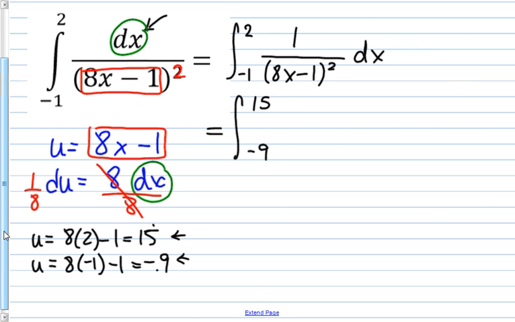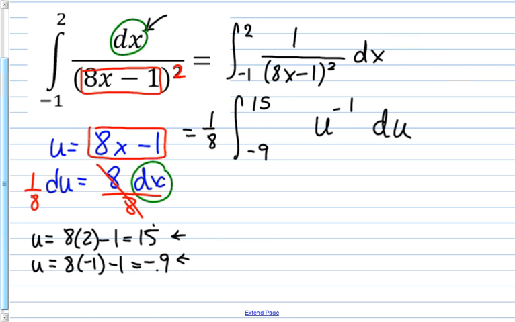Okay, and now 1 over 8x minus 1, that's going to become 1 over u. And 1 over u, how can I rewrite that? I just want to go ahead and save myself some steps: u to the negative 1. And then the 1/8, I like those nice little fractions outside. So 1/8 right there, and then du.